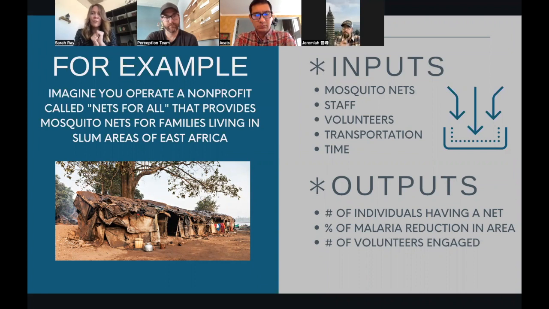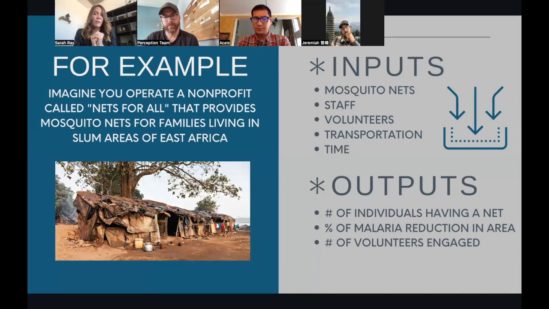So our example in this case is going to be a nonprofit ministry called Nets for All. It's a really clever name that I came up with. And they provide mosquito nets for families that are living in the slum areas of Eastern Africa. So we have this new ministry partner, Nets for All, and they want to know how they can start to incorporate measurement and evaluation into what they do. So we're looking at measurement today. And so when we're considering where to start, we're going to look at inputs into our programs. And again, if you ever apply for a grant, they will often ask you to be able to list your inputs.